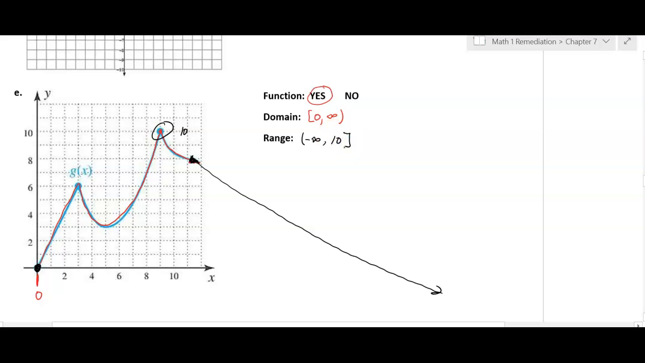And what the range is basically saying is every y value in between negative infinity and 10 is represented on this function. Go ahead, try the student practice, and let us know if you have any questions.